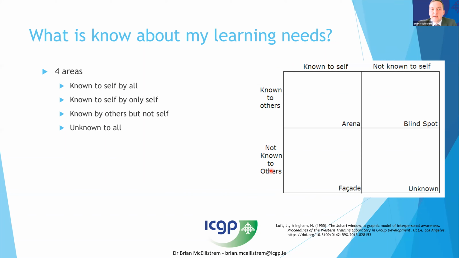This is quite a nice concept because it lets you tease out things quite appropriately. So starting at the top left, what I know to myself and what's known to others is known as the arena. What's known to myself but not known to others is known as the facade. What's not known to myself but known to others is the blind spot. And then there's the quite famous concept of the unknown unknowns, which is not known to others and not known to myself.